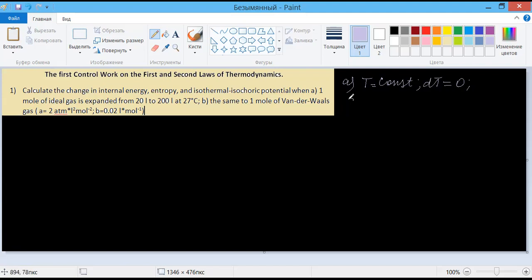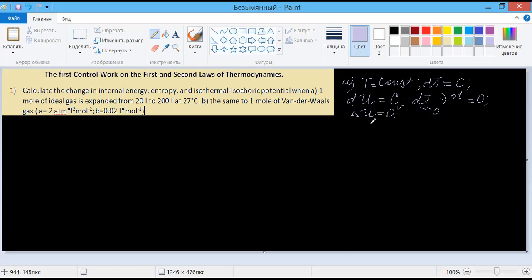We remember that the differential of the internal energy equals CV times dT, right? Of course, times the amount of the substance, but we know that it equals 1. However, dT equals 0. That's why dU equals 0. That means that the change in internal energy for that process equals 0 too.